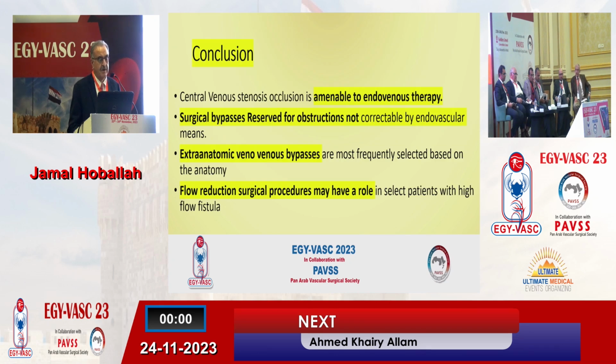So in conclusion, these central vein stenoses are amenable to endovascular therapy. Surgical bypasses are reserved for obstructions that are not corrected by endovascular means. Extra-anatomic veno-venous bypasses are ideal when you need to do a bypass, and if all fail, you can consider flow reduction in select patients with a high-flow fistula.